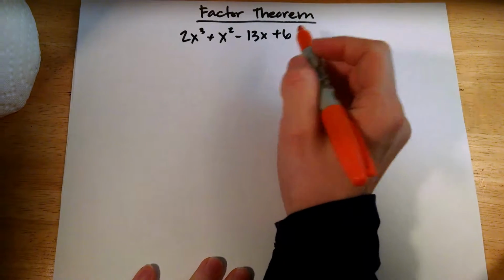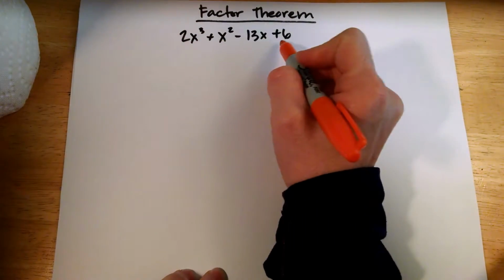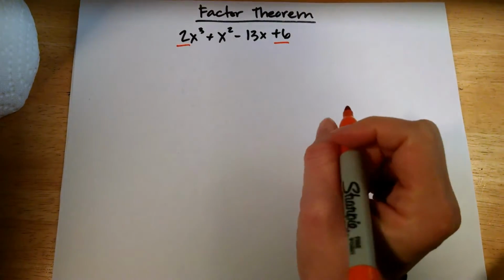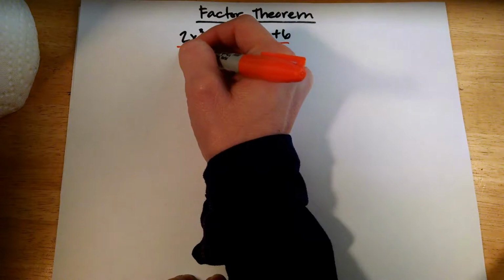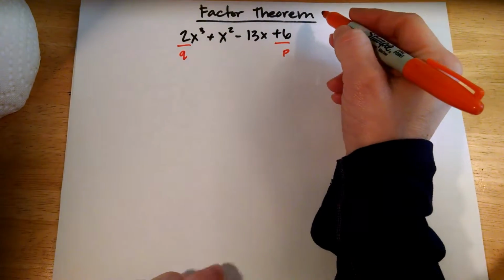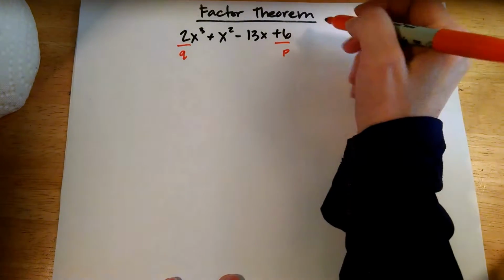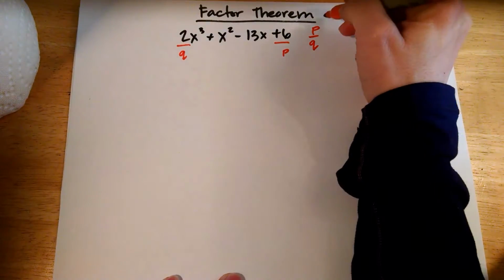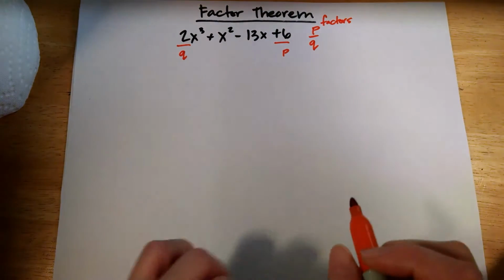What we're going to do is look at our last term, which is the constant, and our first coefficient. So this guy and this guy. Okay, so in Mathland, we call this one P. We call this one Q. Just so it's different, and we like letters, so there you go. And we're looking for P over Q. So factors of P over Q.